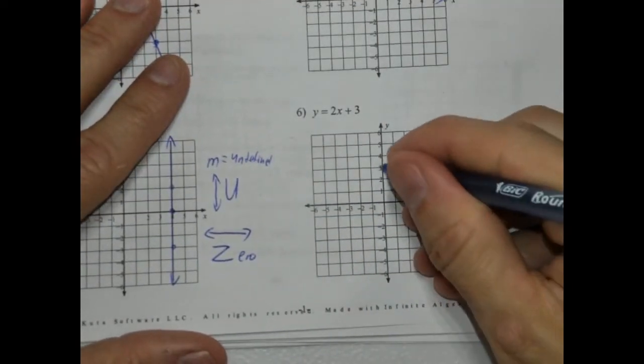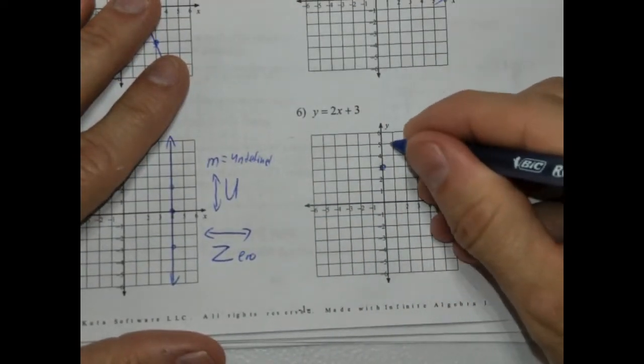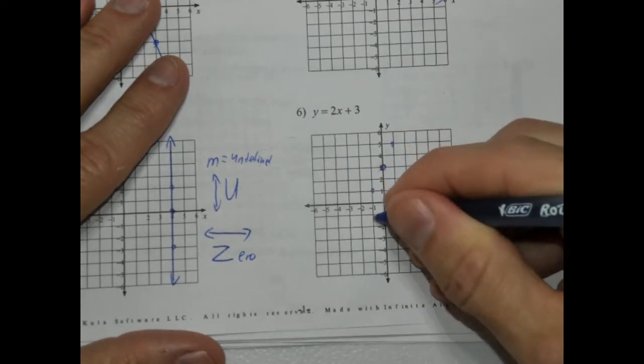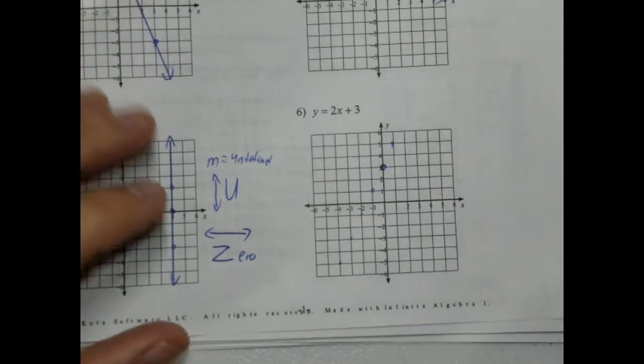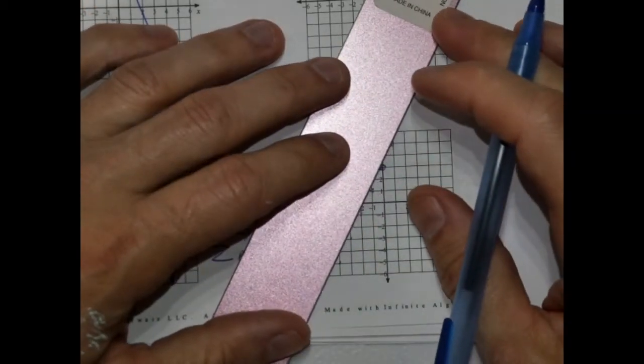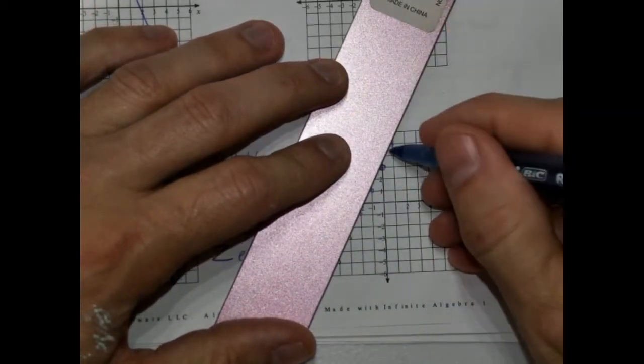Anyway, alright, this one right here. 3 is our y-intercept, and 2 is our rate of change, up 2 over 1, down 2 left 1, down 2 left 1. Okay. Excuse me.